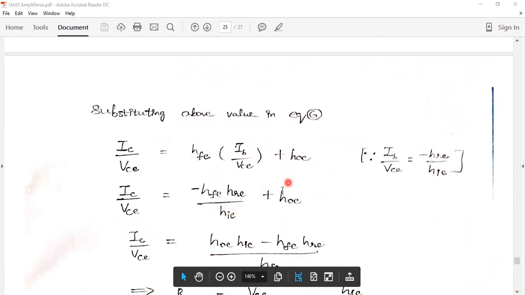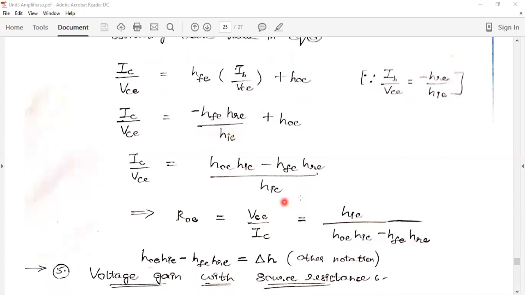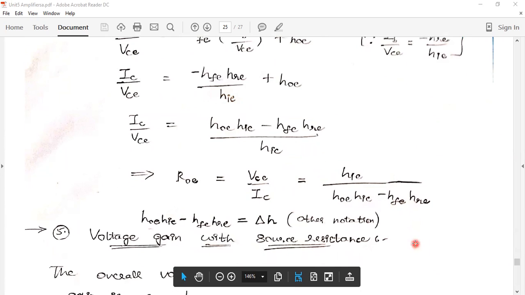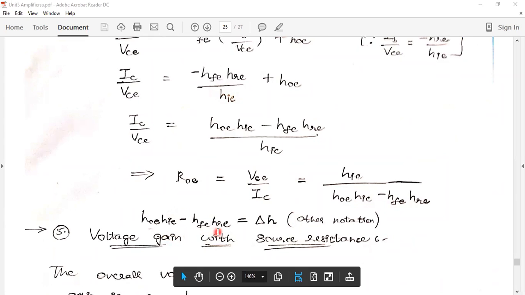Substituting the above value in equation number 6, it becomes like this: IC by VCE equals the H parameter values substituted here, and after simplifying, this is what we get. ROE is equal to VCE by IC, that is equal to HIE by H0E HIE minus HFE HRE. In some textbooks they may give it as this equation. This can be noted as delta H: H0E HIE minus HFE HRE is equal to delta H. Okay.